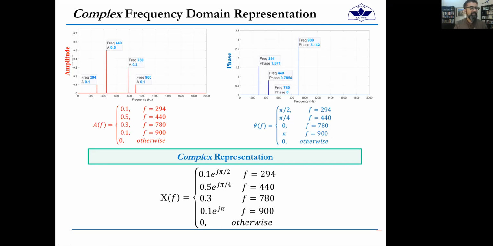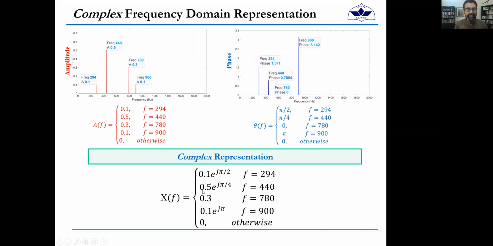So this is 0, right? So 0 is the same as 2 pi. 0 is the same as 360 degrees. The phase goes around in circles. And so at 900 hertz, the amplitude is 0.1 and the phase is pi radians, which is actually 180 degrees. And it's okay if you don't remember it, that's fine.